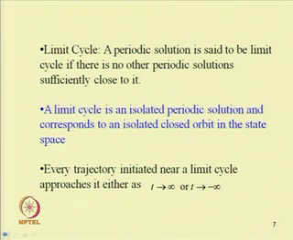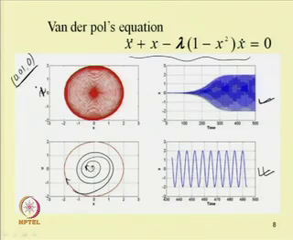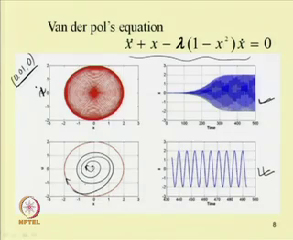We can define a limit cycle as follows: a periodic solution is said to be a limit cycle if there is no other periodic solution sufficiently close to it. A limit cycle is an isolated periodic solution and corresponds to an isolated closed orbit in the state space. Every trajectory initiated near a limit cycle approaches it either as t tends to infinity or t tends to minus infinity. In the van der Pol equation we have seen a limit cycle, a periodic response. Sometimes a limit cycle may or may not be stable. In this case this is a stable periodic solution.